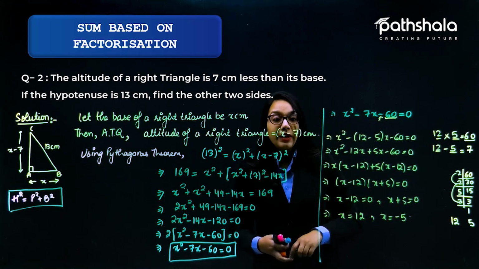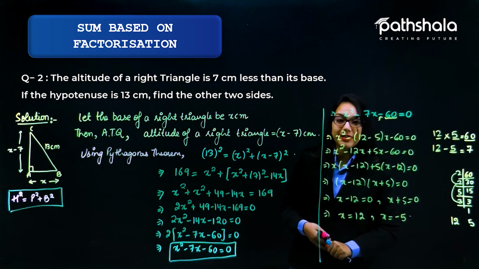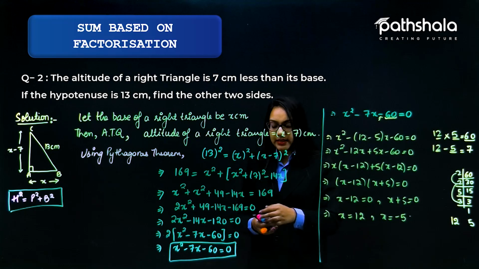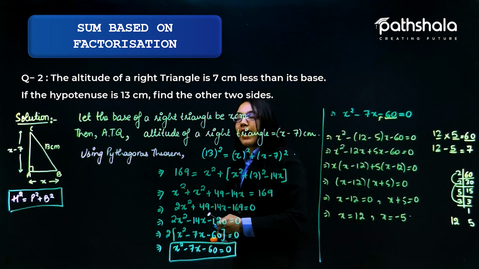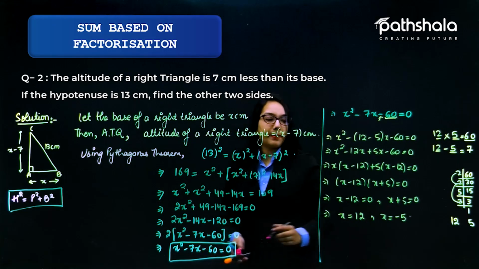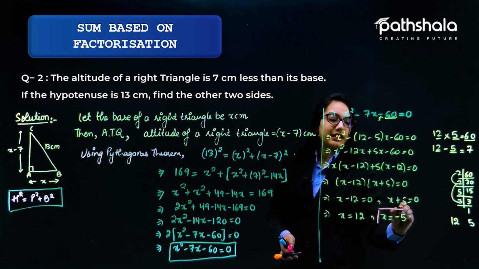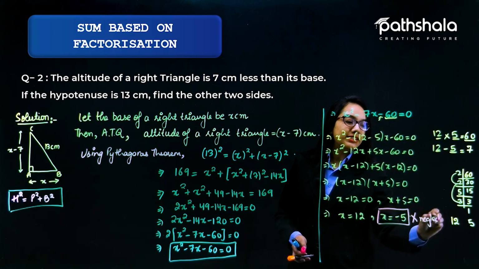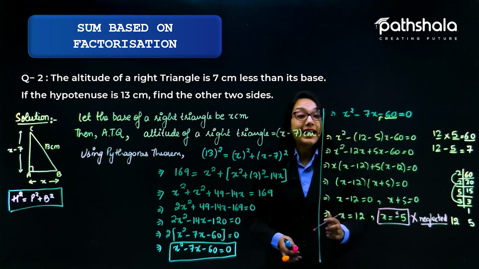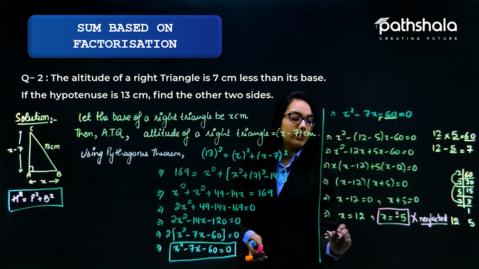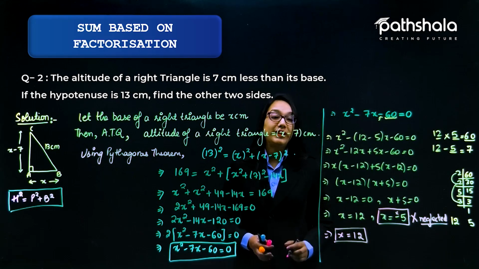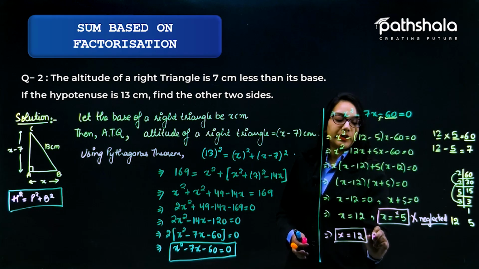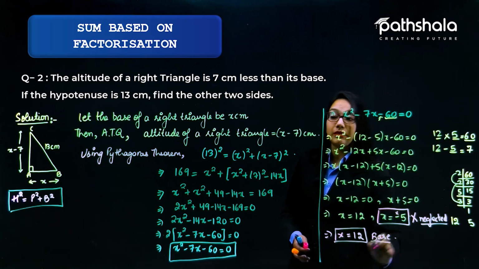So as you can see, x is actually representing the base, and obviously we cannot take the base as negative. So this means that this negative term is definitely neglected. Why so? Because this term is negative. We cannot take the base as negative. So hence x is equal to 12 is our answer, which means the base is actually 12.